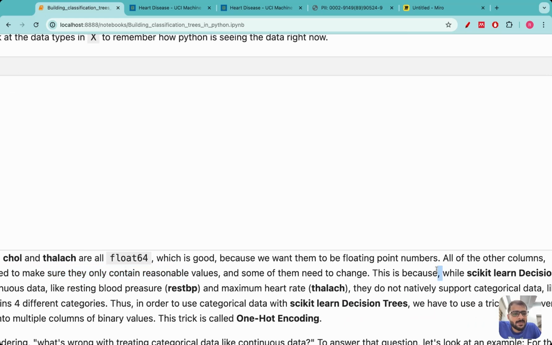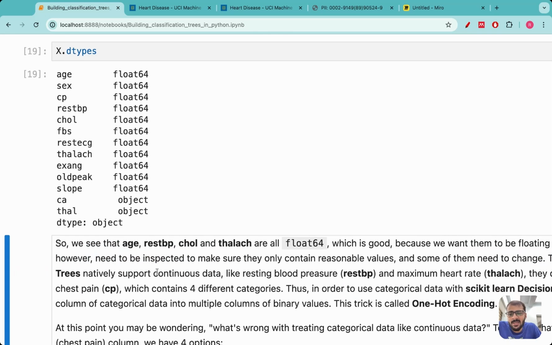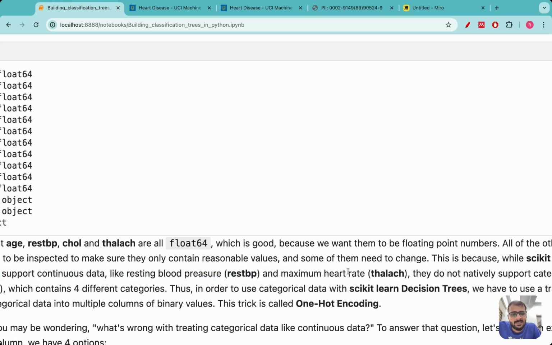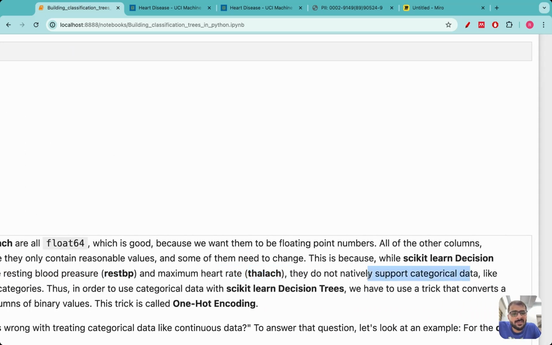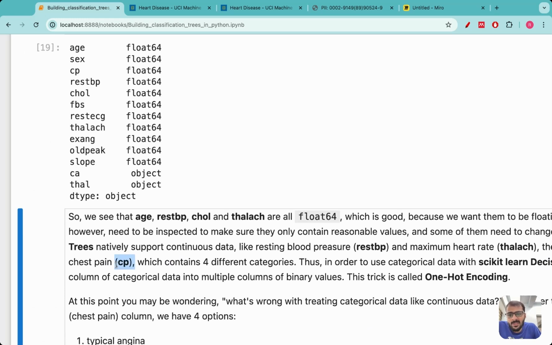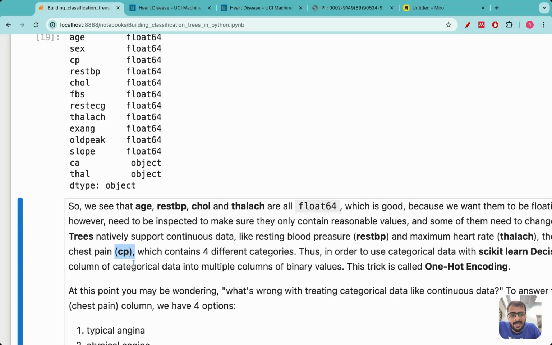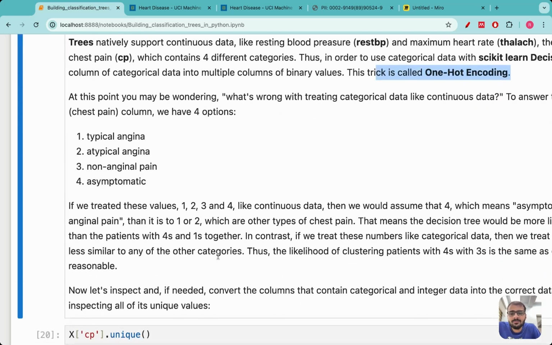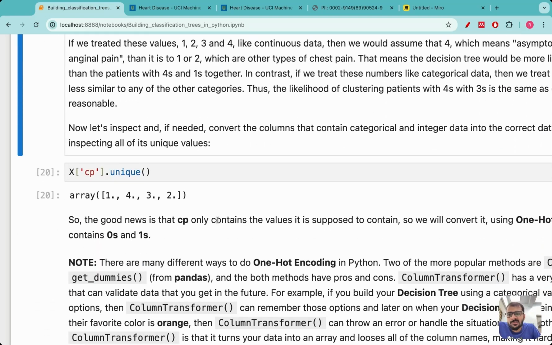The main reason is because scikit-learn decision trees natively support continuous data like resting blood pressure and maximum heart rate, but they do not natively support categorical data. This is very important. So for CP, for example, as we saw, it's categorical data. So we need to one hot encode this categorical data. So let us see how this is done in code.